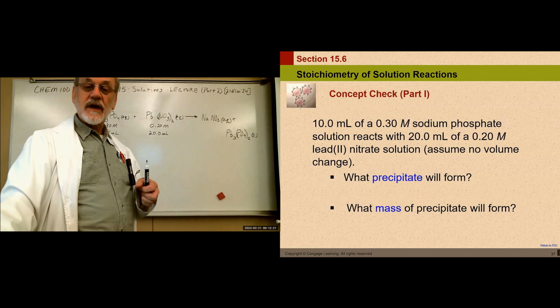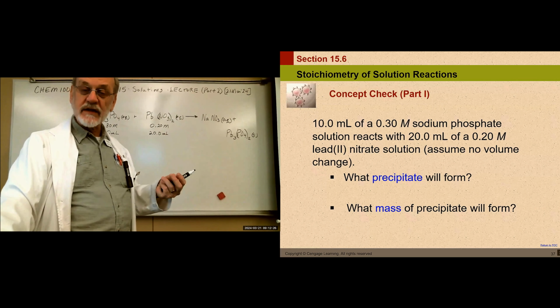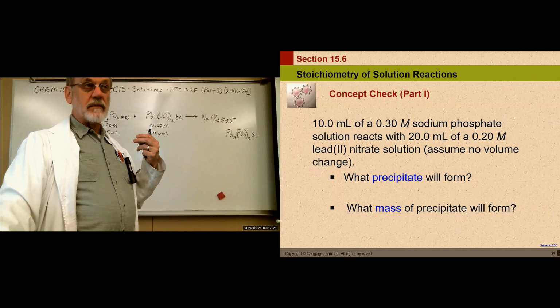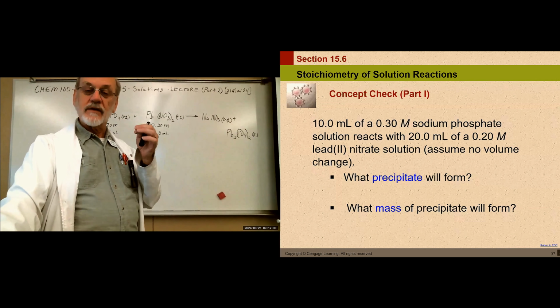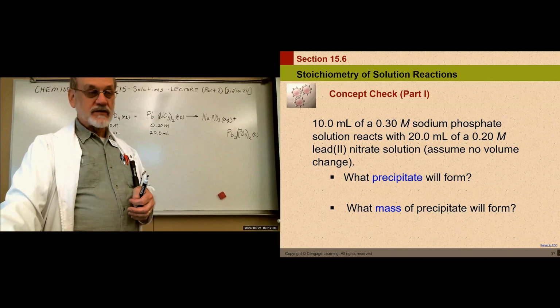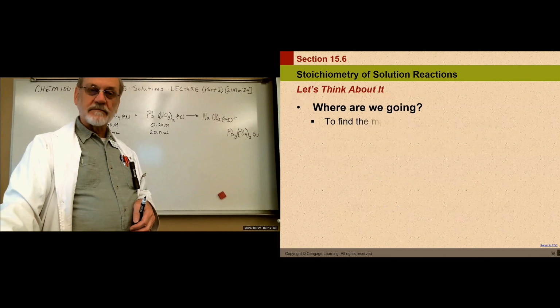Well, the second question is, how much of that precipitate is formed? What mass? Since it forms a solid, our natural choice is mass. So we need to determine the mass of that solid. The next step is to determine where you're going, find out what the precipitate is. Then you combine the ions, and we've already done that step. And then we balance the equation in molecular form, just like this.